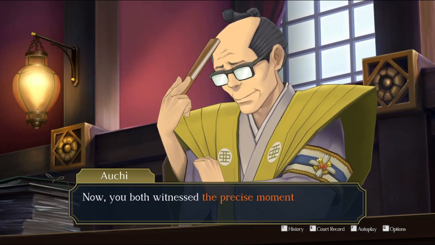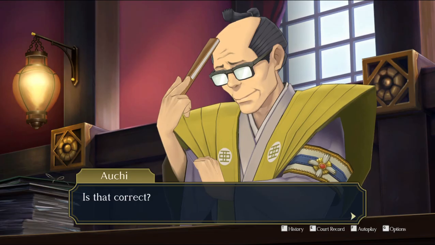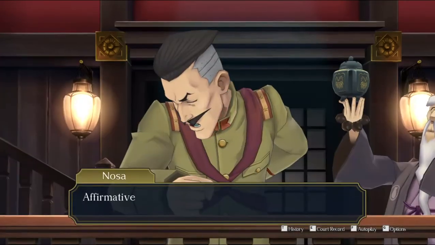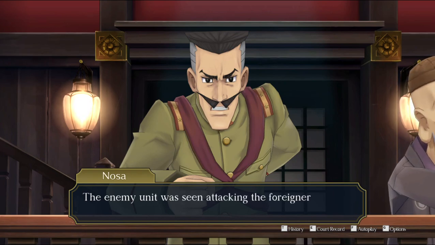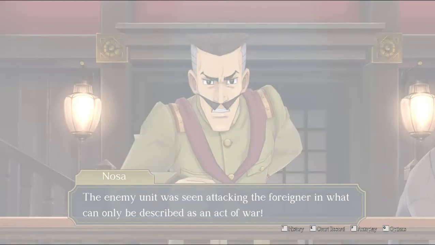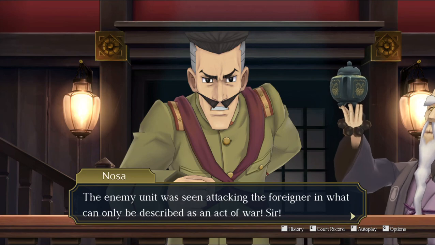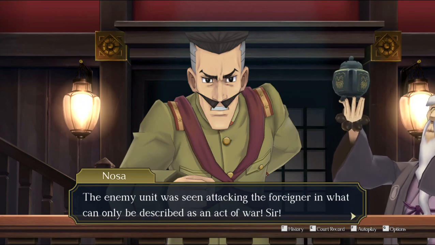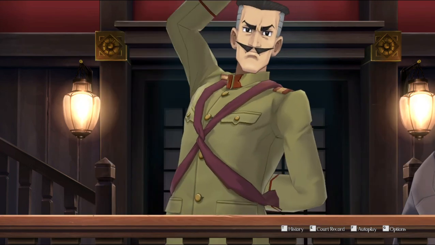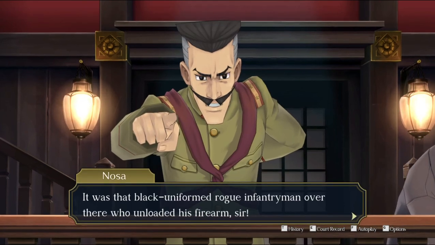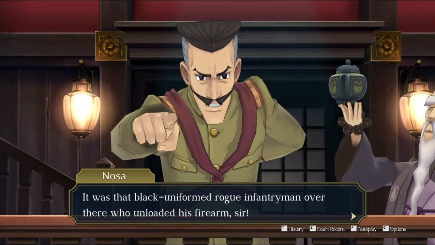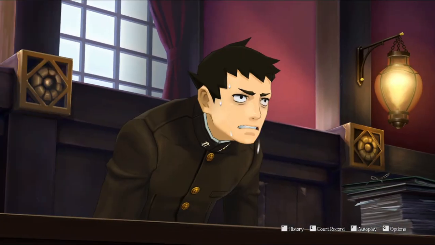Now, you both witnessed the precise moment of the most atrocious incident. Is that correct? Affirmative! The enemy unit was seen attacking the foreigner in what can only be described as an act of war, sir! It was that black uniformed rogue infantryman over there who unloaded his firearms, sir!